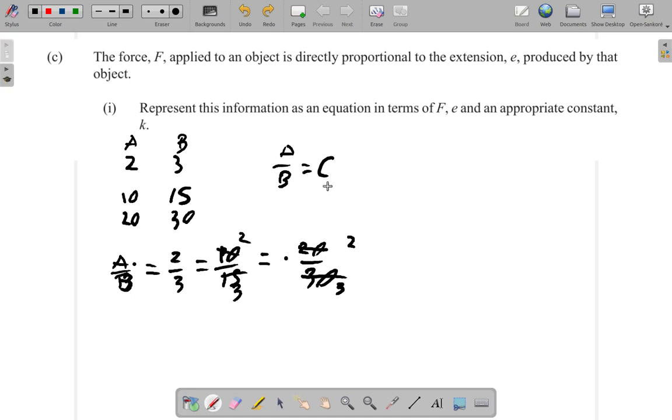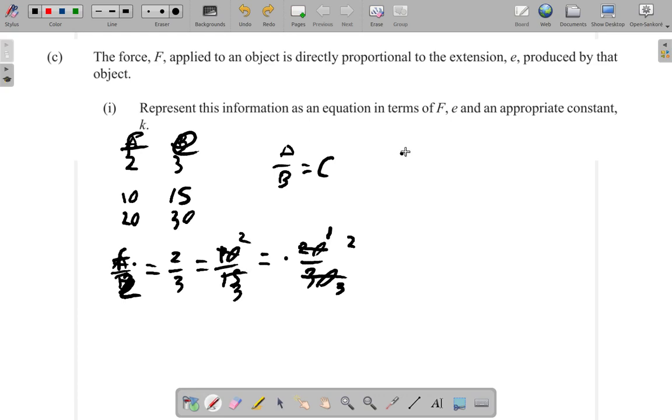A over B is equal to a constant, C. Now let's look up at this. F is one quantity, E is the other quantity, with an appropriate constant K. F and E are directly proportional. It works just like A and B here. I could have used F and E here if I wanted. So F over E would be 2 over 3, same as 10 over 15, same as 20 over 30. But you get the point, right?